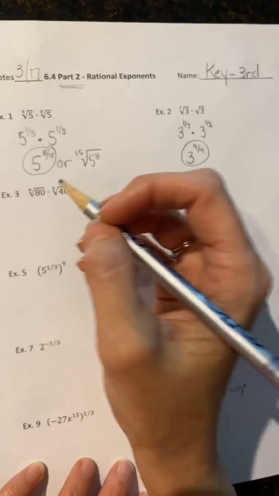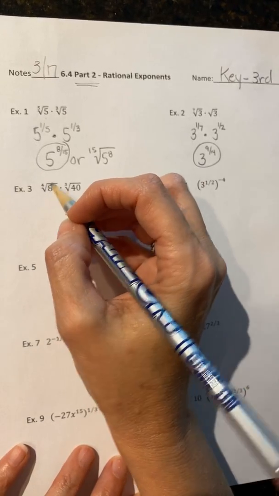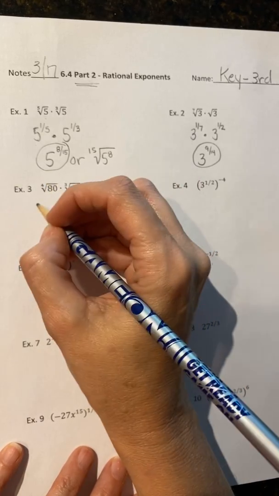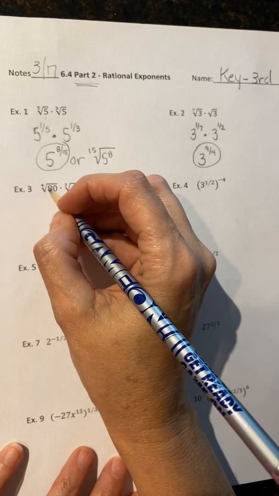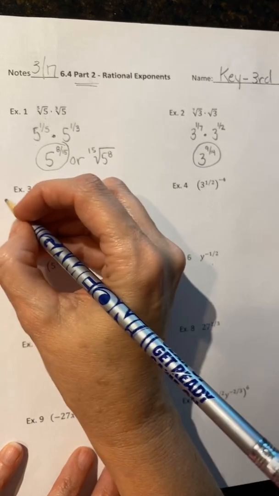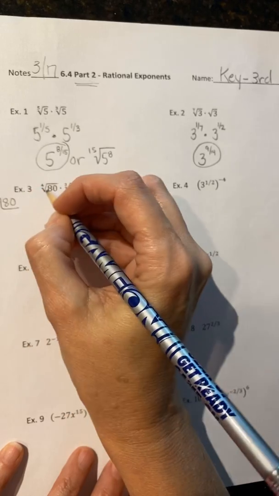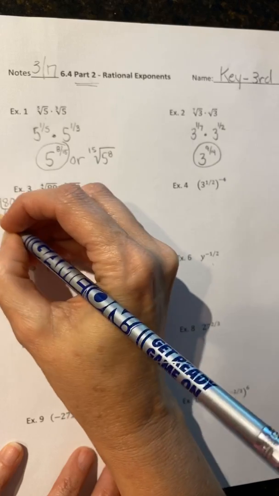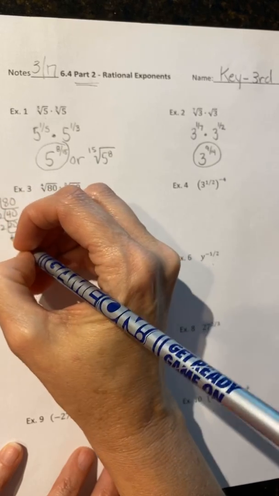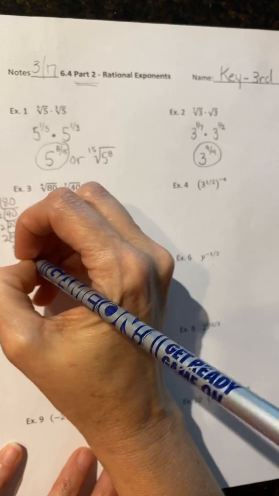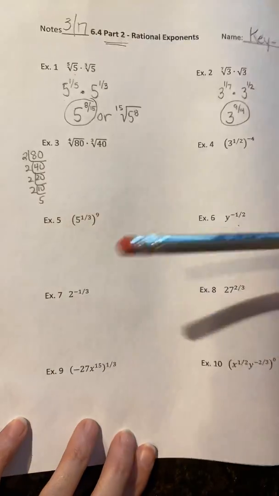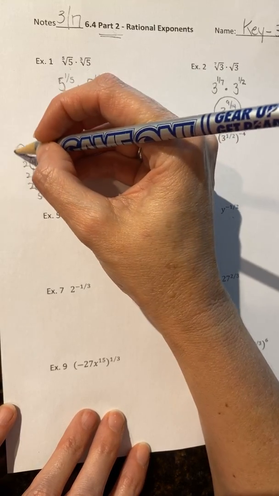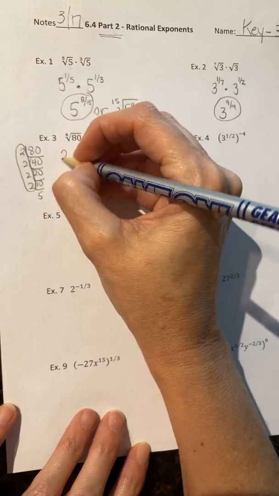Okay, this one is a little bit more complicated because these numbers don't match. I'm still going to write it. Actually, I was going to rewrite it as a fraction exponent, but let's bring some stuff out first. Because these don't match, I'm going to break them down. 2 goes into 80, 2 goes into 40, 2 goes into 20, 2 goes into 10. You stop there because nothing else goes into 5. And then we're looking for 4 of a kind because of that index. So these are 4 2s. A 2 comes out.